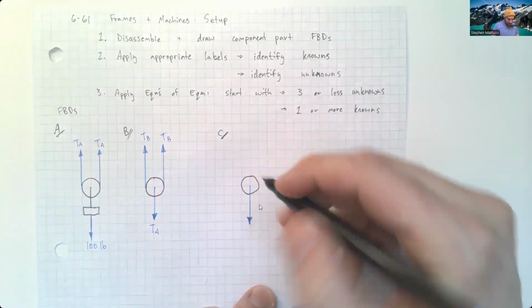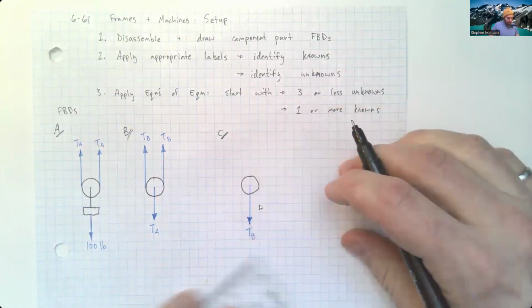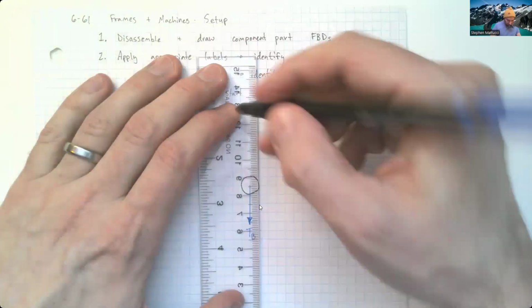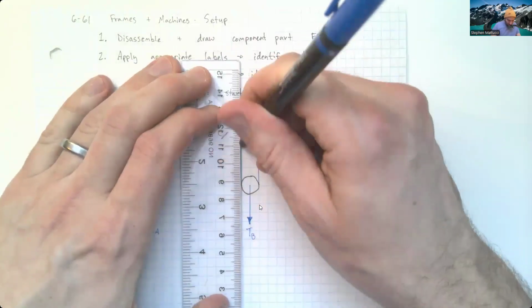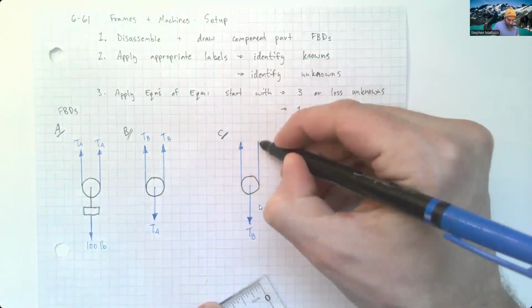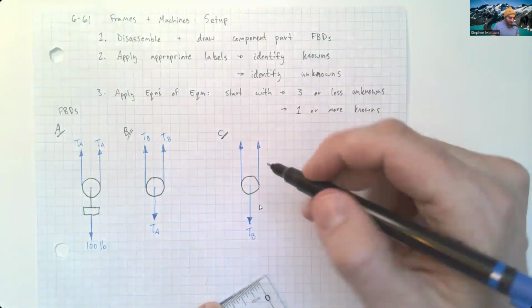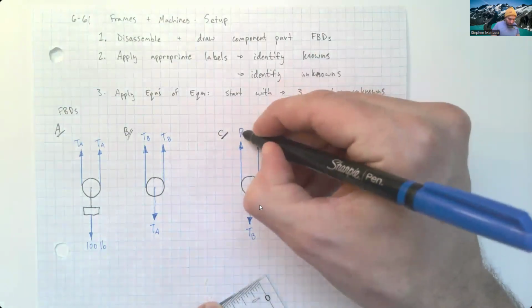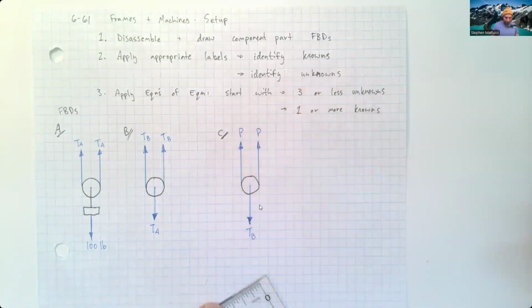So pulley C has the tension of cable B. And then like we talked about right at the beginning, this cable that wraps around pulley B is the cable that eventually leads to that P force that we're trying to find. So we can put P up here.